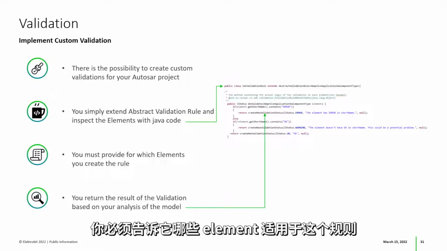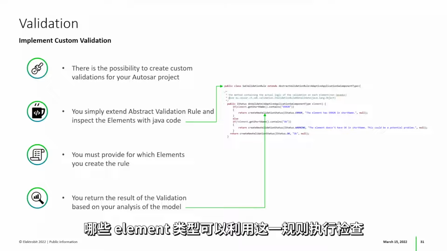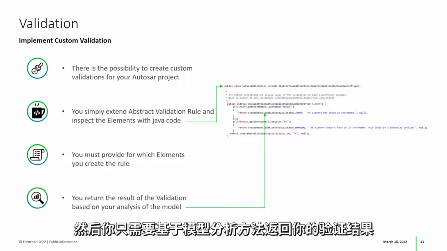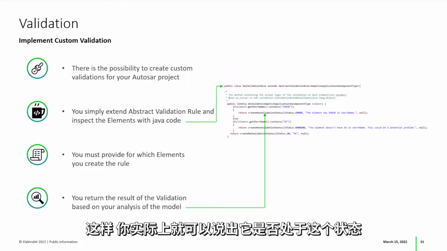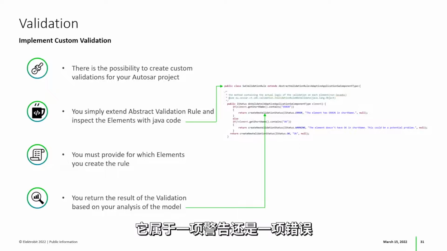You have to tell it which elements are applicable to this rule. So which type of element can be inspected by this rule. And then you just return a result for your validation based on how you analyze the model. So you basically say if it's in the status okay, if it's a warning, or if it's an error.